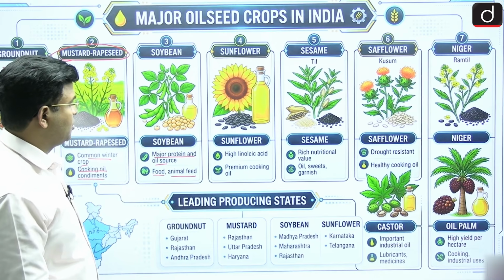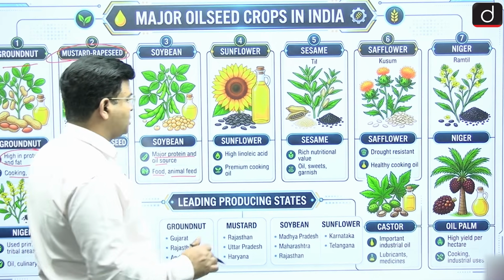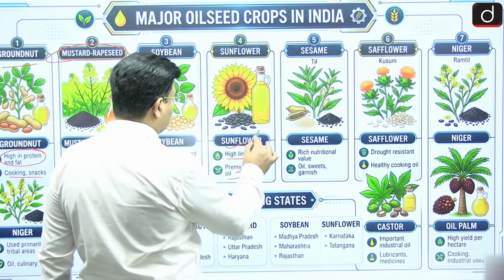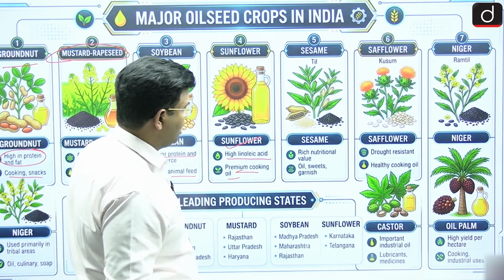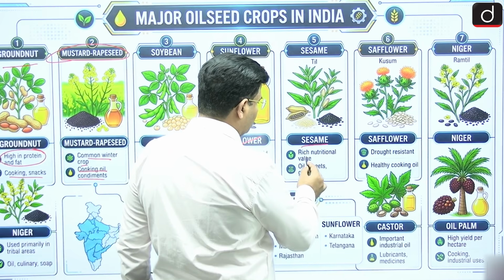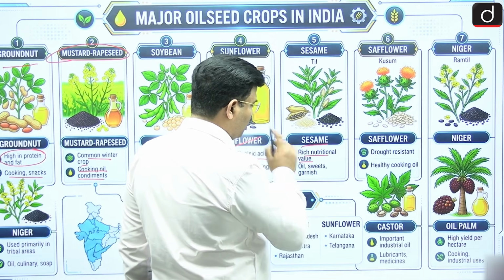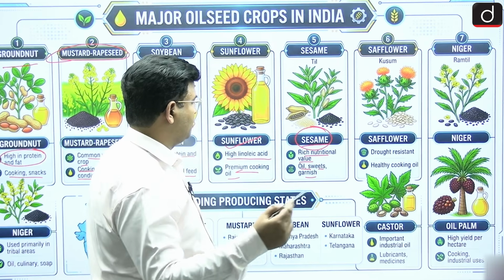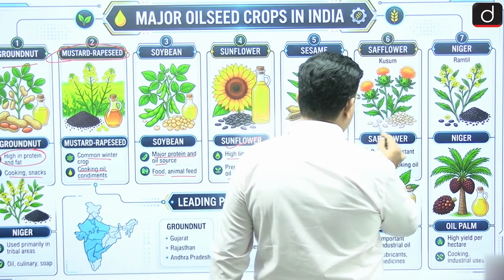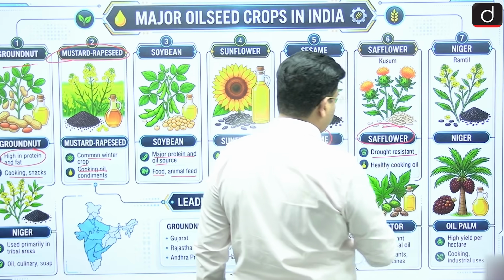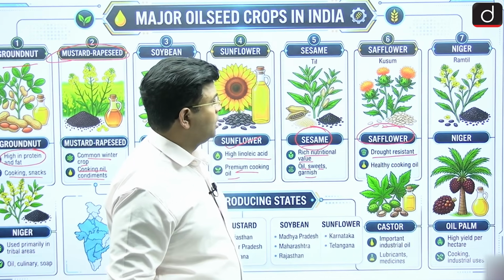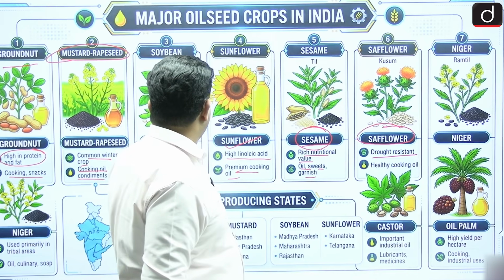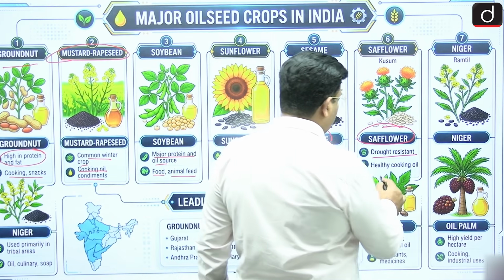Because it has a good amount of protein. And we can say sunflower is a high linoleic acid premium cooking oil, a premium high quality cooking oil. And sesame has rich nutritional value, and is used for oils, sweets, and garnish. Remember oils, sweets, and garnishing. Safflower, it is not sunflower, safflower, is drought resistant. Must remember safflower can grow in drought resistant conditions. Is it okay? And you can say safflower gives a healthy cooking oil.